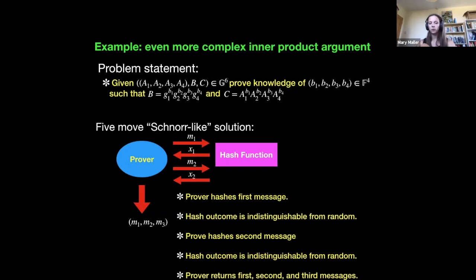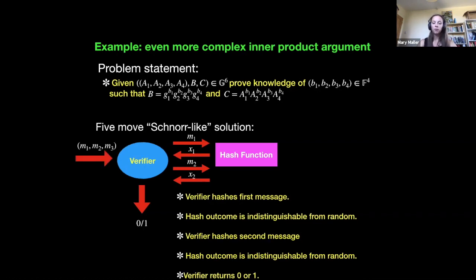So now we're going to run in 5 rounds. Before we were 3, now we're 5. The prover is going to compute a first message, hash it, get some randomness, compute a second message, hash it, get some randomness, and then at the end it's going to output 3 messages, M1, M2, M3. Similarly for the verifier, they're going to take in 3 messages, they're going to send 1 message to the hash function, get back some randomness, second message to the hash function, get back some randomness, and then given M1, X1, M2, X2, M3, they're going to decide whether or not they think the argument is valid.